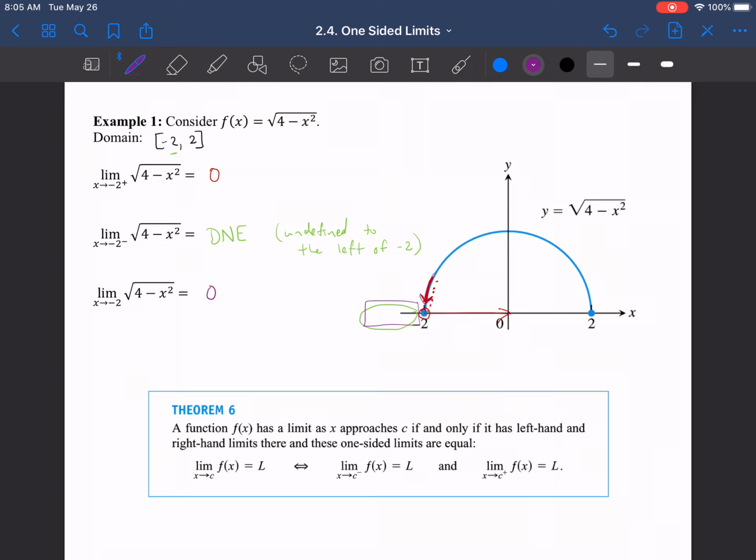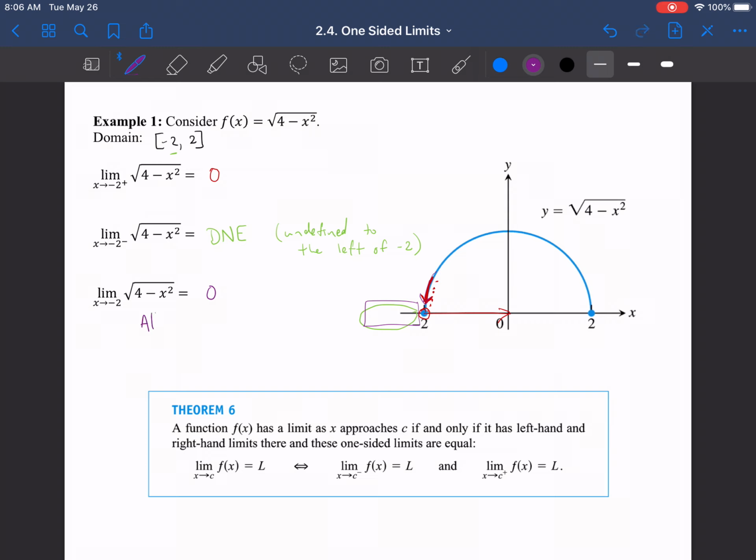Well, we can ignore the does not exist part if and only if we're on the edge of the domain, which we are, because -2 is, again, right on the edge of the domain. If that is the case, we are allowed to ignore whichever side is outside the domain and only look at the side that's inside the domain. So in that case, this is 0.